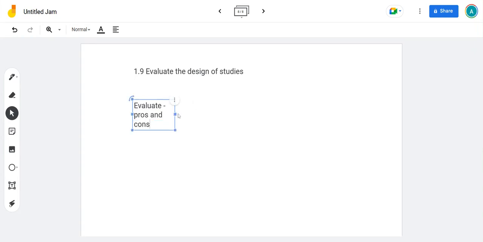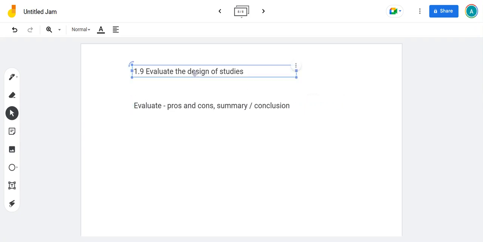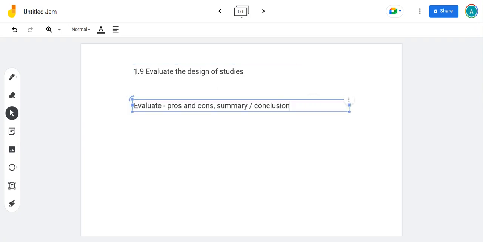In an evaluate question, there's no way you can get full marks if you don't do both sides of the argument. Usually you do pros, cons, and then a summary at the end saying that these are the advantages of this, these are the disadvantages of this. In conclusion, I think that blah blah blah, or overall it's better because, or overall it's more suitable for this group of people because. So it's really important that we know that evaluate means we must say both sides of the argument in any evaluate question.